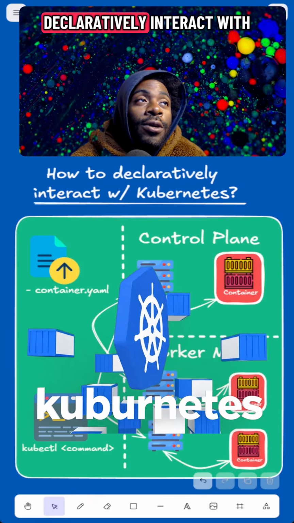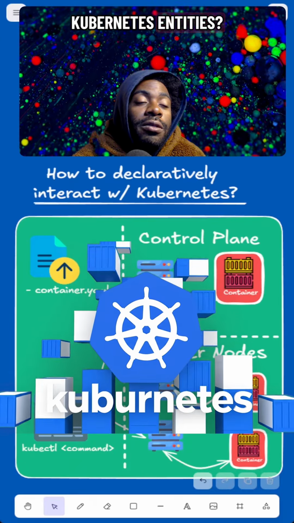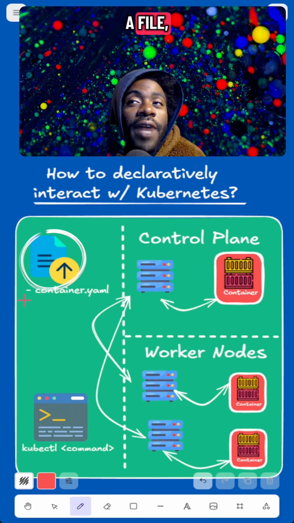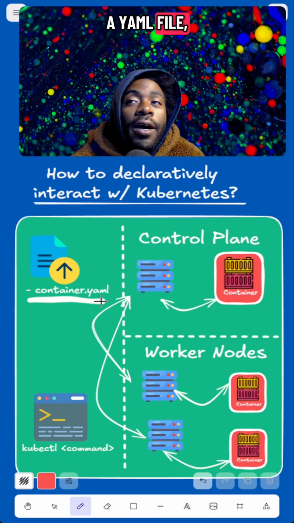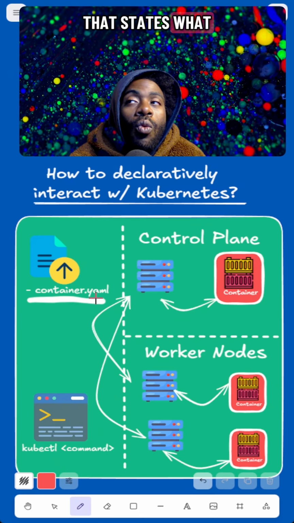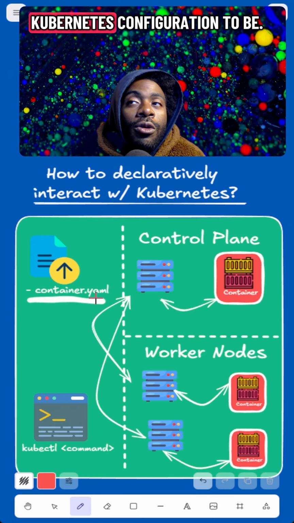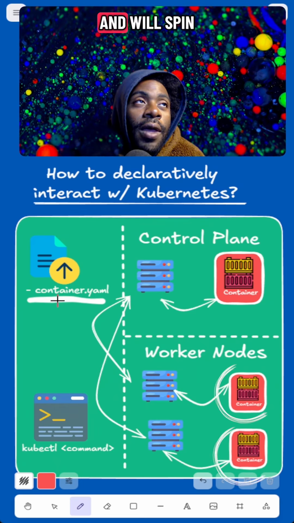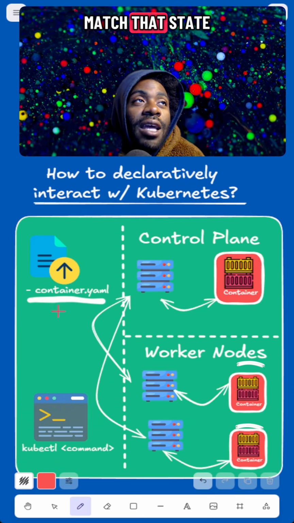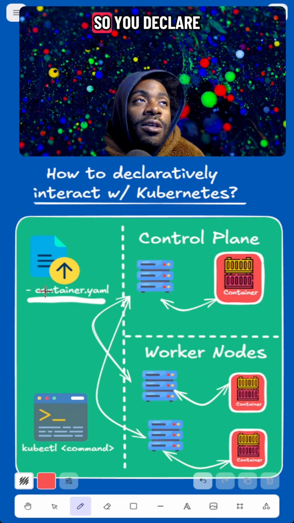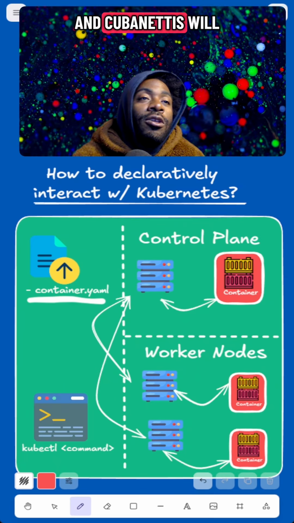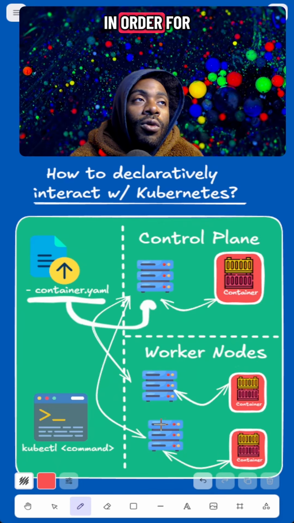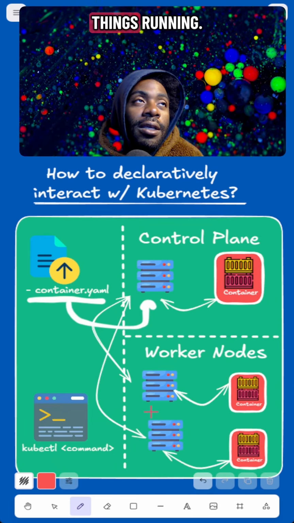How do you declaratively interact with Kubernetes? A declarative interaction with Kubernetes is you creating a file, in this case a YAML file, that states what you want your Kubernetes configuration to be. Kubernetes takes that file and will spin up containers to match that state that you defined. So you declare a state and Kubernetes will do all the work to spin up the necessary containers in order for you to get things running.